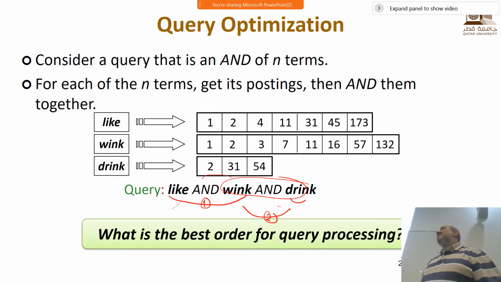But we cannot generalize that, because you might have an AND with 5 or more terms. So these are heuristics, by the way. This is a heuristic, and it is not guaranteed to always get us better than other orders. It's just a heuristic that we start with the shortest, because over time we need to get shorter intermediate posting lists. Okay.